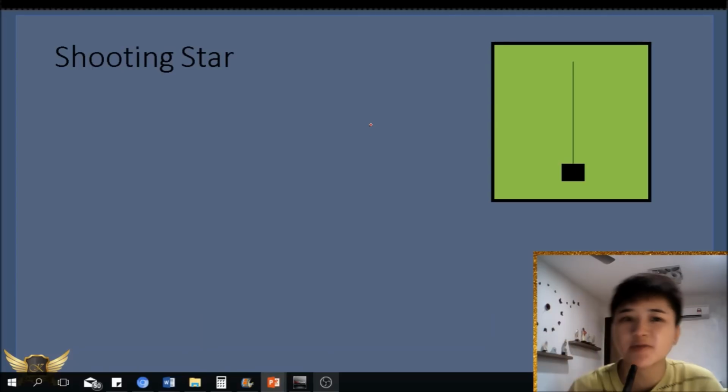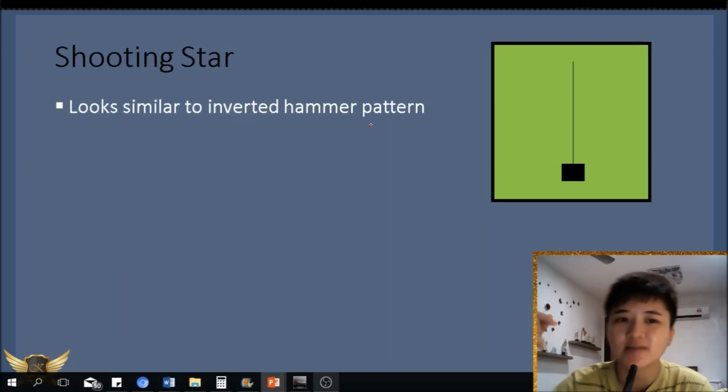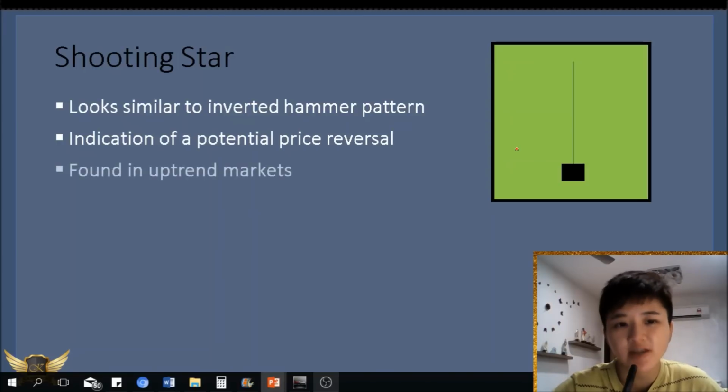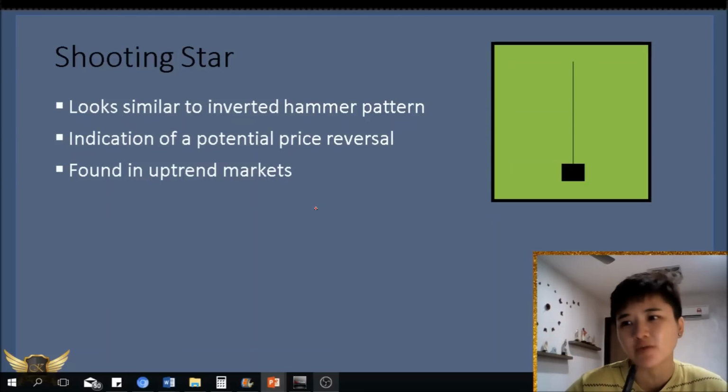Another pattern, the final one, is the shooting star. Again you realize that it is very similar to the inverted hammer pattern. Same thing, it indicates that the price would potentially reverse, and it's found in uptrend markets. So do you realize something? Based on what I've talked about until now, I know you're confused about what's shooting star, hammer, all these names. To put it simply, whenever you see this pattern, this has to be longer.